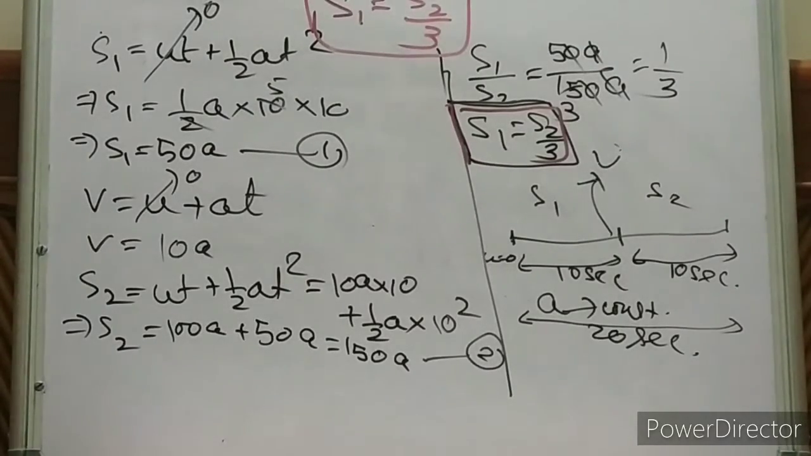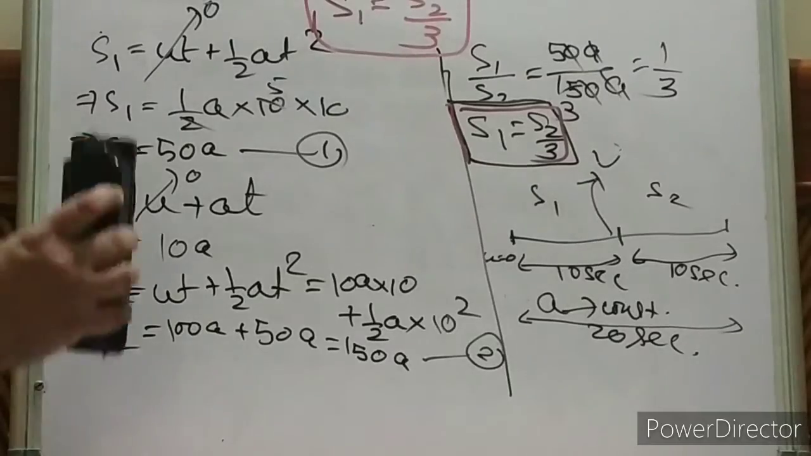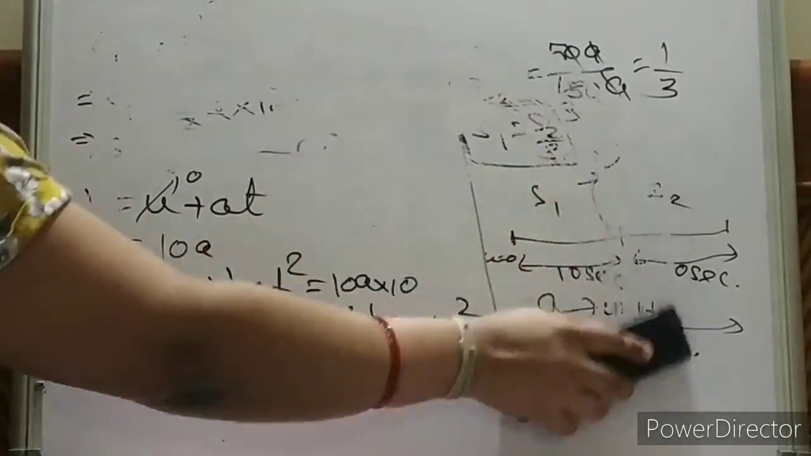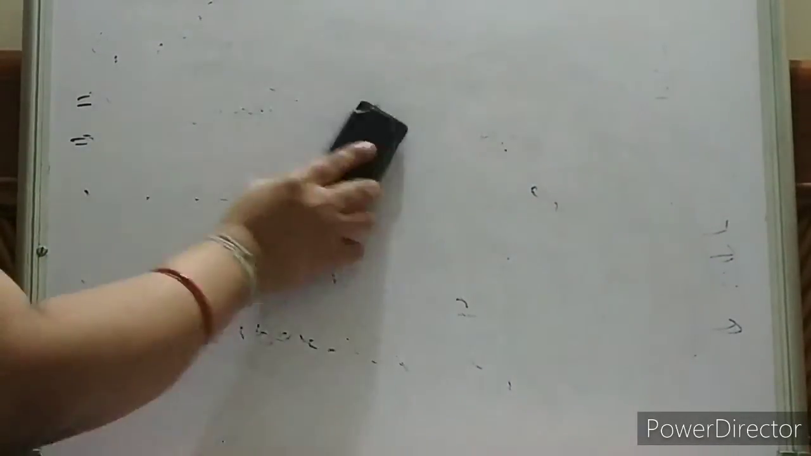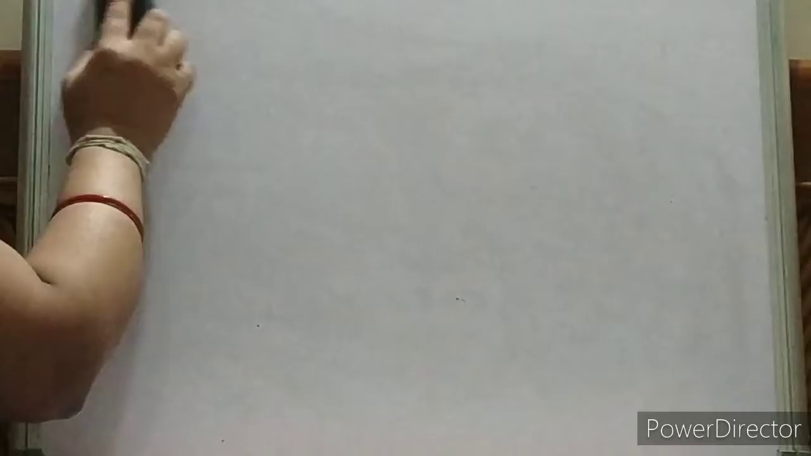So I will move to the last numerical of today's lecture. This problem, what I have just discussed, is also from a previous year NTSE exam, and now I am going to discuss another numerical which is from a previous year NTSE exam. This question is also a graph based question. A VT graph is given.